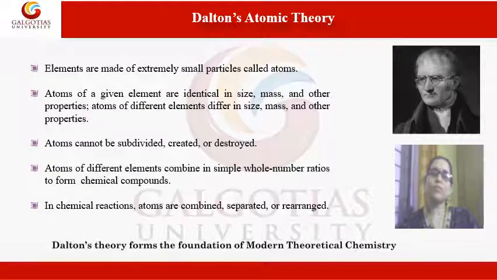So first of all, we'll discuss what is Dalton's atomic theory. According to Dalton, elements are made up of small particles which are called atoms. That means every matter is made up of small particles called atoms. Atoms of a given element are identical in size, mass and other properties, and atoms of different elements differ in size, mass and other properties.